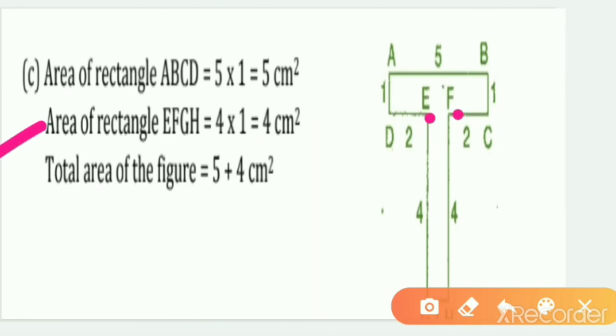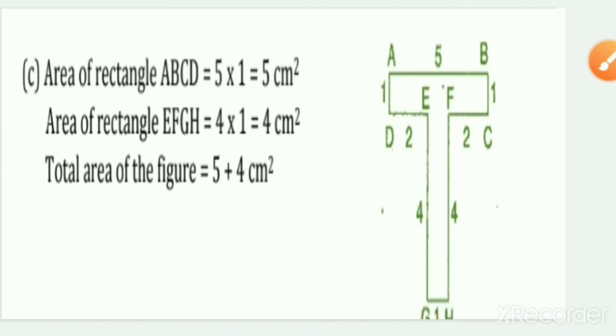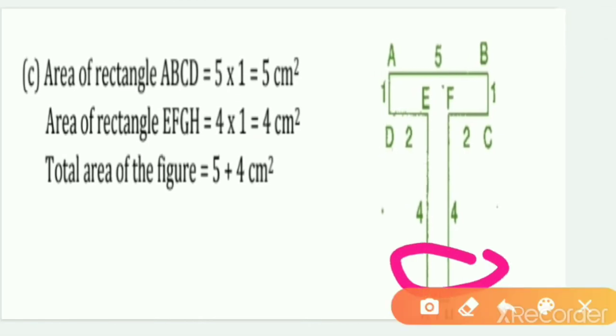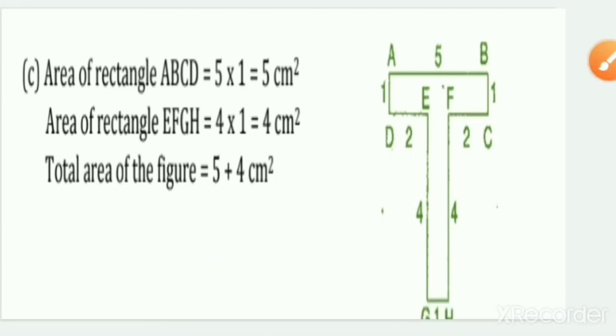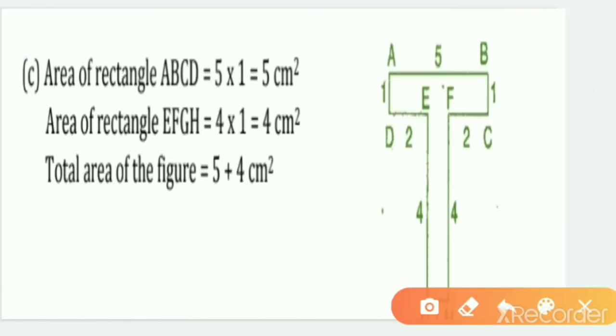Okay. Now coming to the next, the area of rectangle EFGH. We have this rectangle here again. Now the side is already given to us, that is 4. And what is the last portion given? That is 1 centimeter here down. So we have the area of rectangle EFGH, that is 4 multiplied by 1, which equals 4 centimeter square.